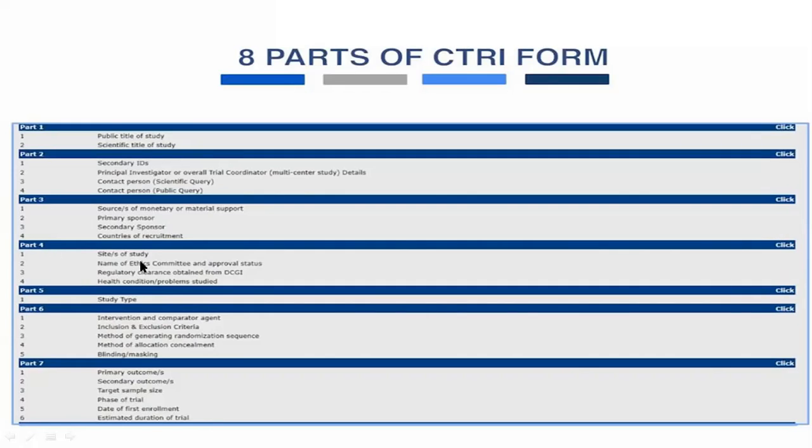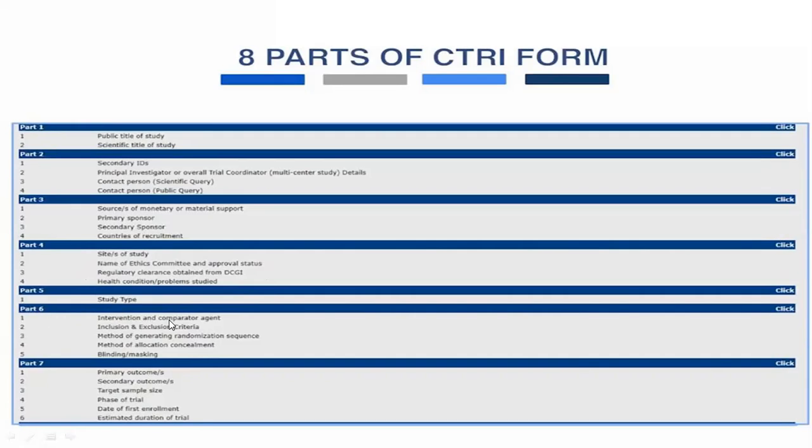Then in part 4, you will find the site details, site of study, name of the ethics committee and the approval status, then the regulatory clearance obtained from the DCGI, and the health condition or the problem for which the trial needs to be carried out. Part 5 will contain the study type, what type of study it is. It is interventional, bioavailability, bioequivalence, whatever kind it is, that you need to enter here.